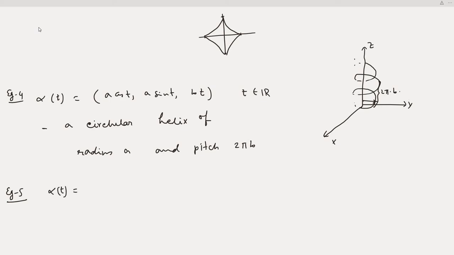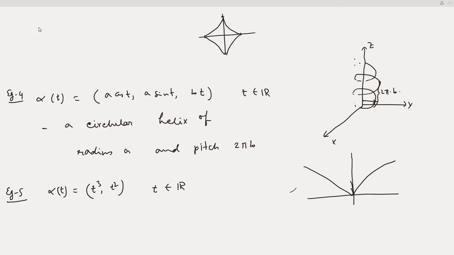Anyway, let us go to the next example, example 5. Alpha of t equals (t cubed, t squared) for t belonging to R. The picture of this is the following. This is of course a differentiable plane curve. It is not a straight line, it is curved.